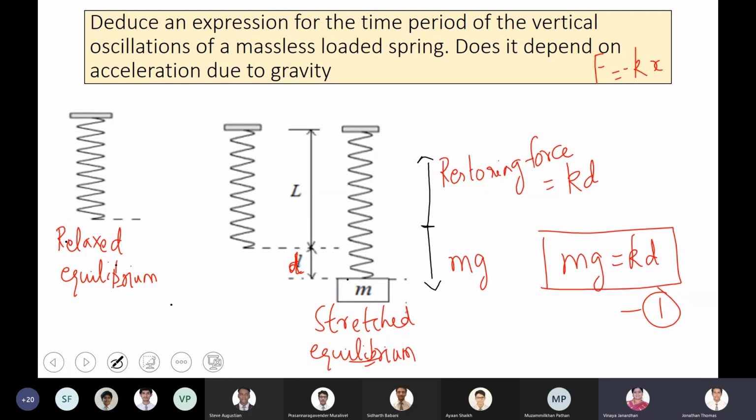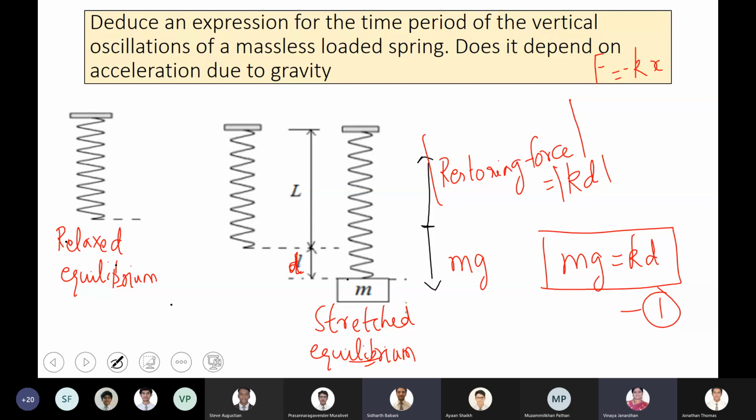Ma'am, why did you remove the minus sign for the restoring force? I'm taking only the magnitude. It's not the direction, it's the magnitude.